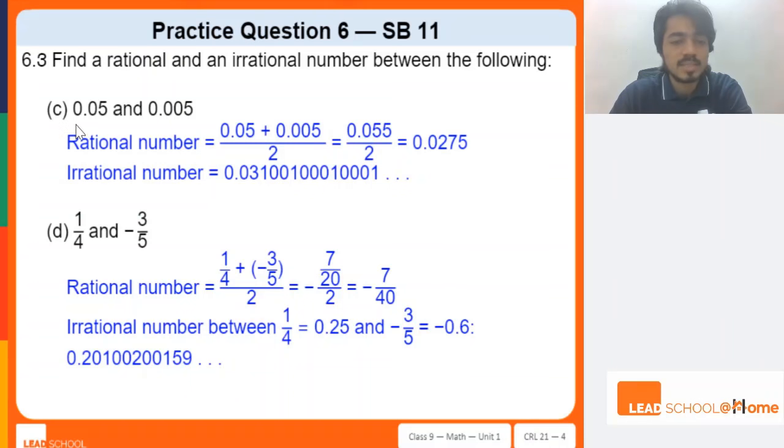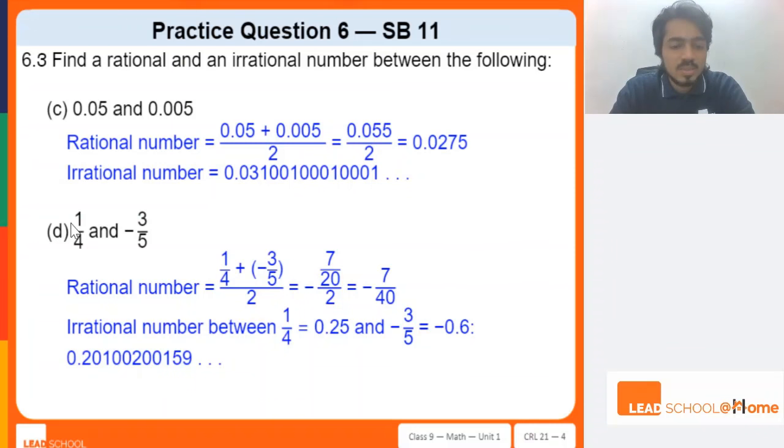The next part is 0.05 and 0.005. For the rational number, we use the average method and we get the answer as 0.0275. For irrational numbers, one answer is 0.031001 0001, and so on.